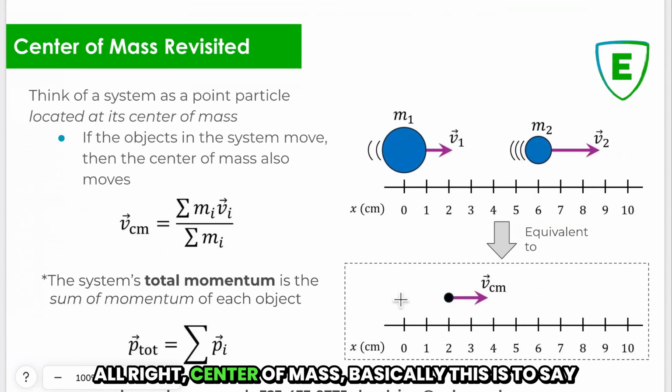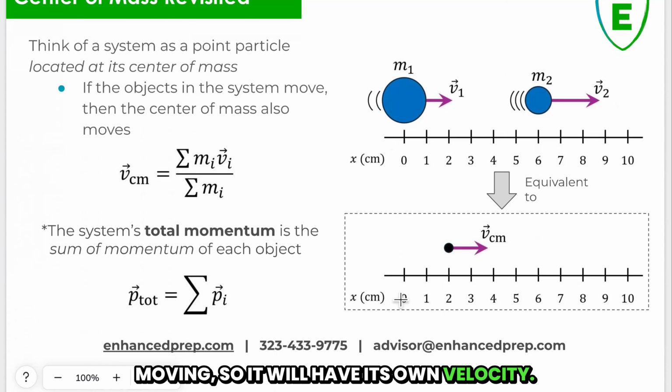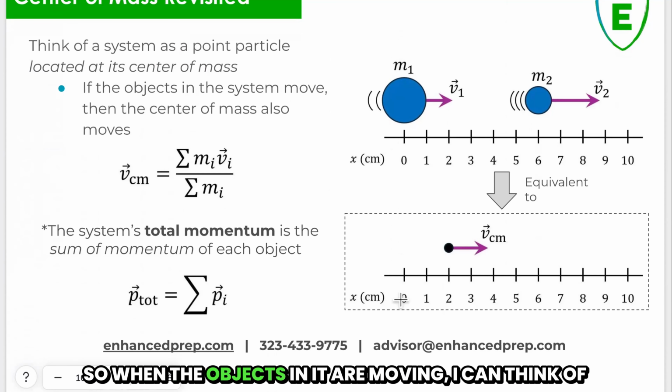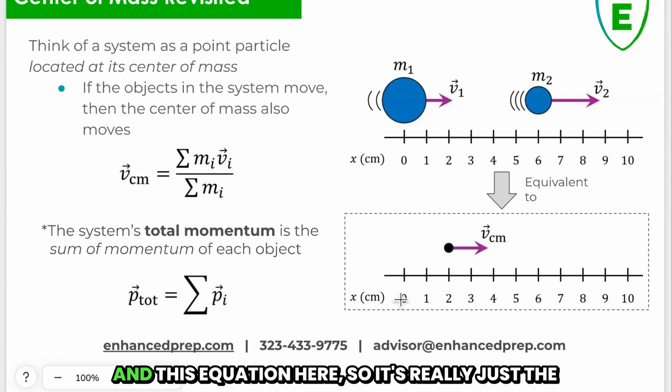All right. Center of mass, basically this is to say that I can also think of the center of mass as moving, so it will have its own velocity. When the objects in it are moving, I can think of it as a point particle that will have some velocity in that direction. Okay.